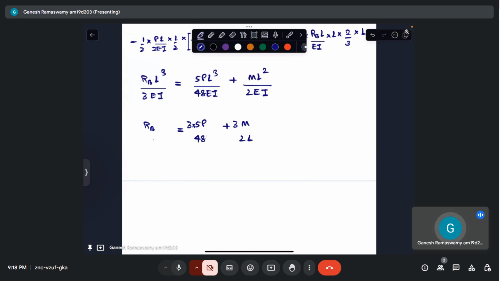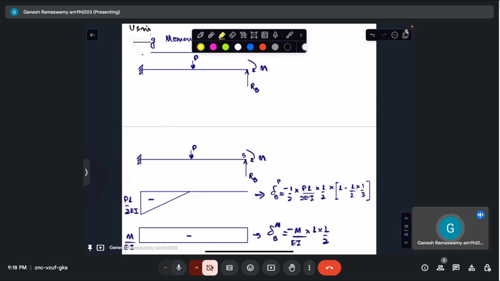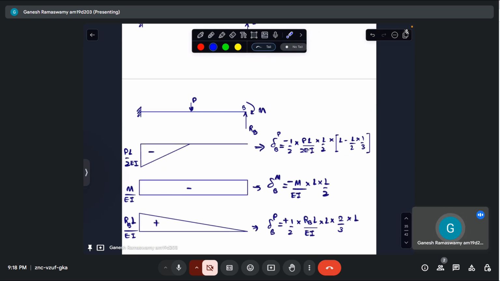So what does this come out to be? Therefore RB from here comes out to be 5P by 16 plus 3M by 2L from the moment area method, which is identically the same as what we got here using our simple superposition, because basically it is one and the same. We have just split that out and we are multiplying this out.